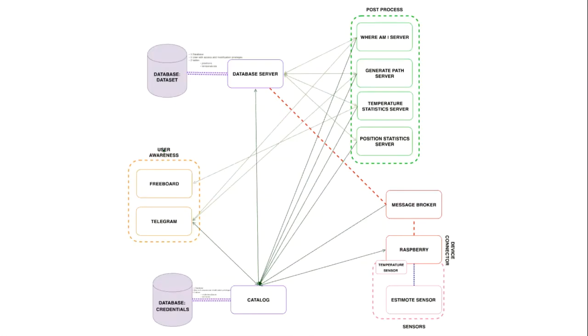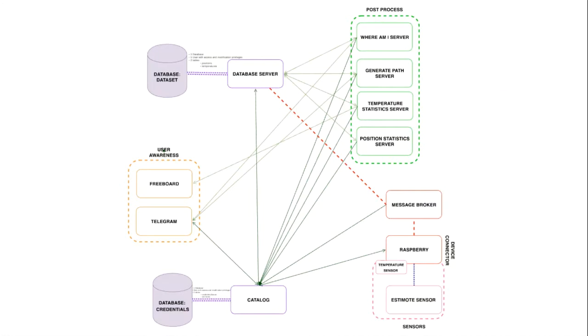So this is a complete view of our scheme. As can be seen, there are several entities. Each one of them has a different role in the system, but as the image suggests, there are mainly 5 groups in which we can collect them. These are the catalog, which is the core of our model and essentially is a device and event registry. Then we have the so-called user interface, which consists of a Telegram bot and a Freeboard page.